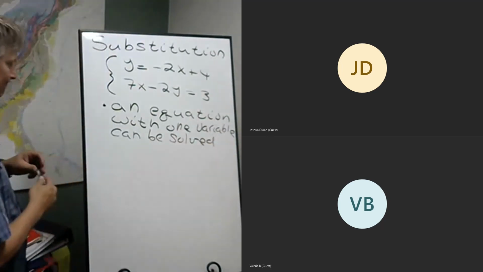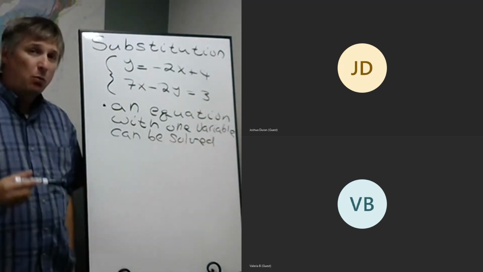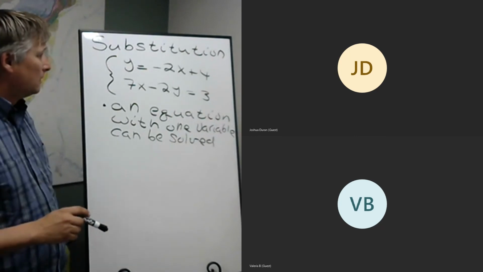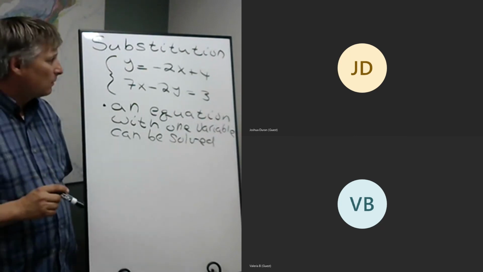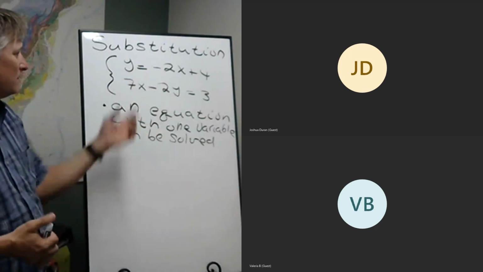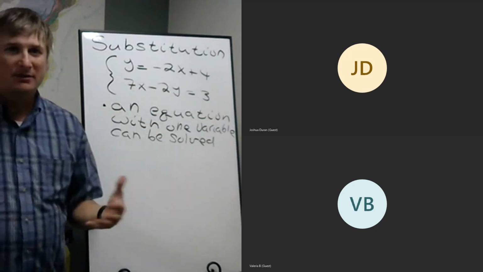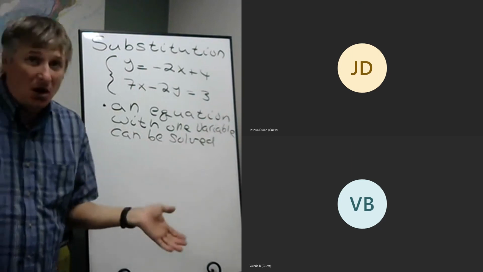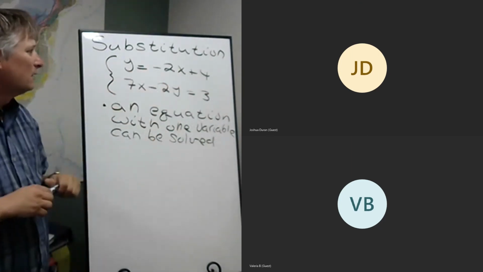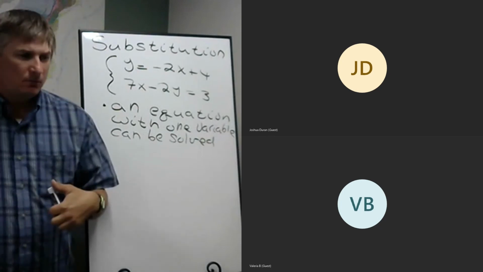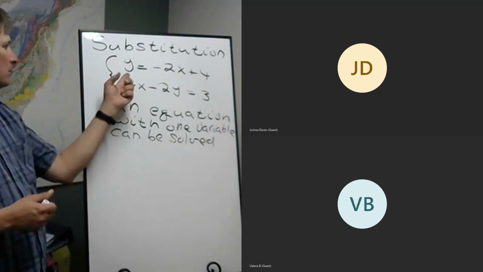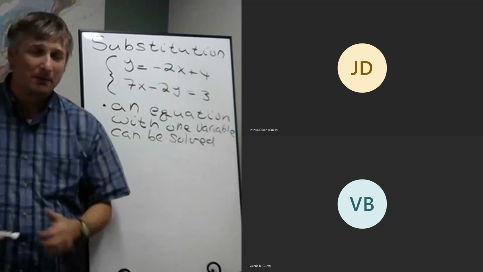An equation with one variable can be solved. So what does that mean? Well, if we look at these two equations, they have two variables. So this one, for example, is already solved for y. So technically, I guess you could say it has been solved. But we have y as an expression in terms of x. What we mean when we solved equations before is where we get a variable equal to a number.